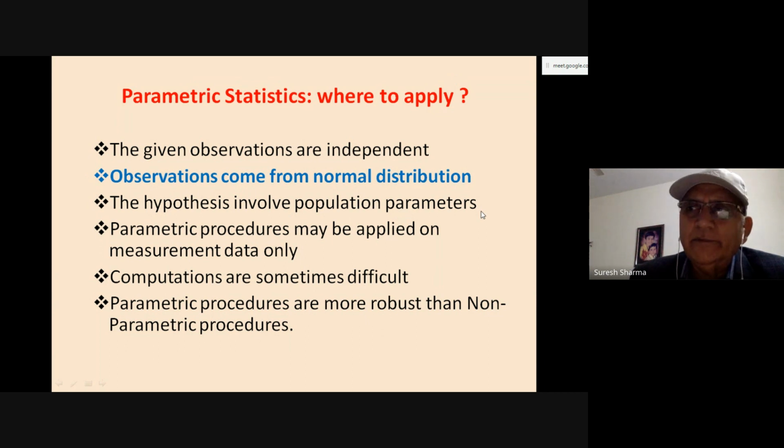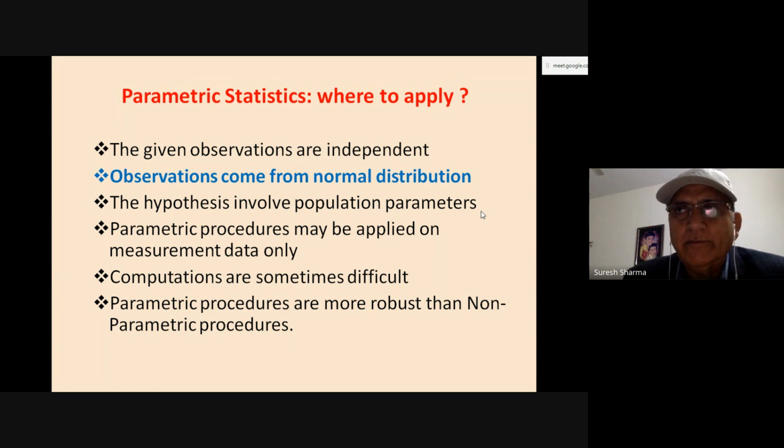What are population parameters? Mu, sigma square, capital P. So that means your testing should be around mean, it should be around variance, or it should be around proportion. So hypothesis must involve this thing. Of course, parametric procedures may be applied only for measurement data. I mean, height, weight, blood pressure, all these are measurements. It cannot be applied to categorical data.